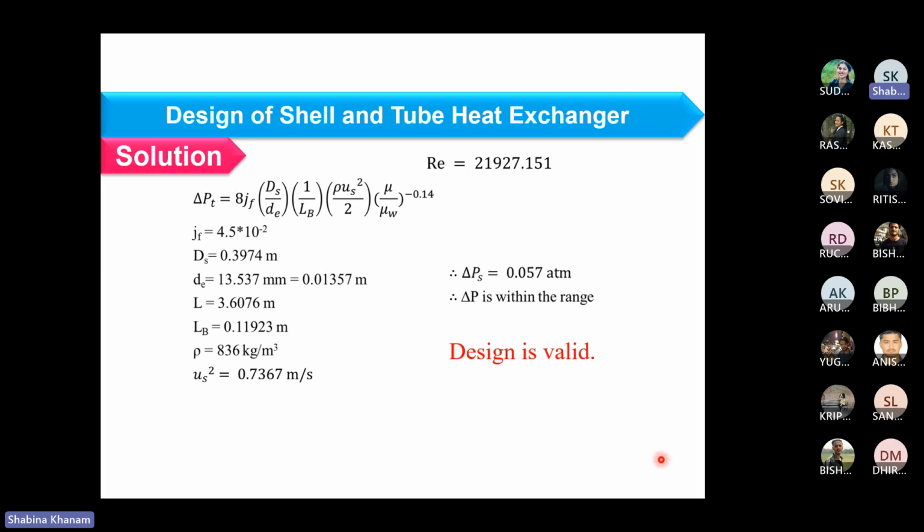Okay, some iterations I have already told you for the tube side in between, so that you can do the heat transfer coefficient, and after that you should proceed for pressure drop calculations. Okay, so in that way you can design a shell and tube heat exchanger.